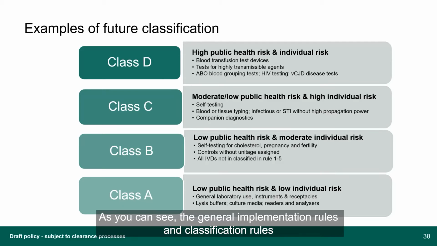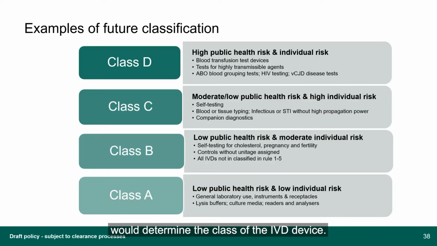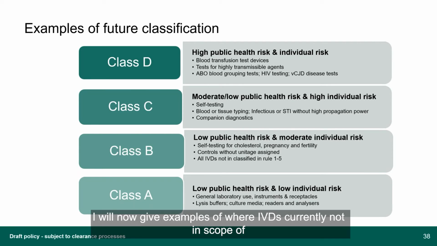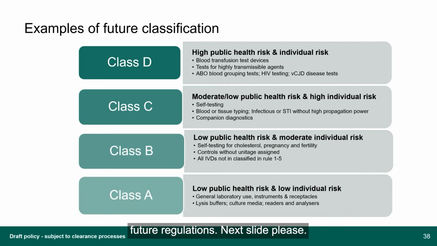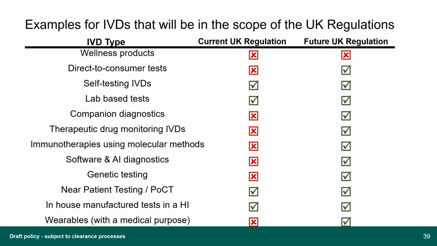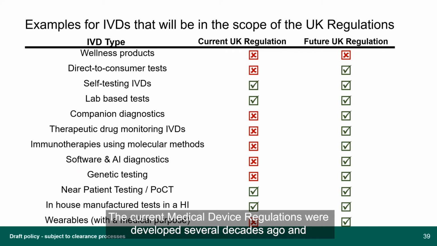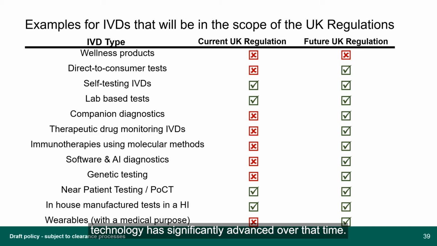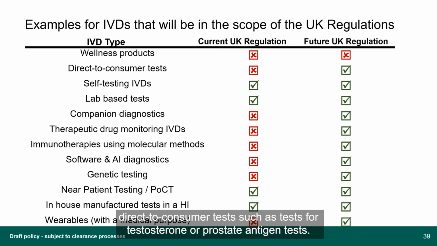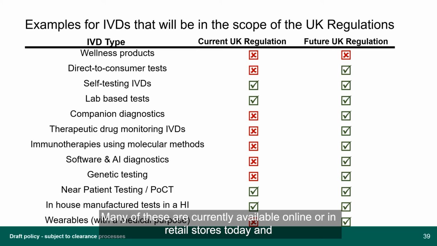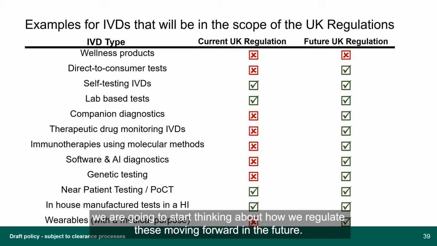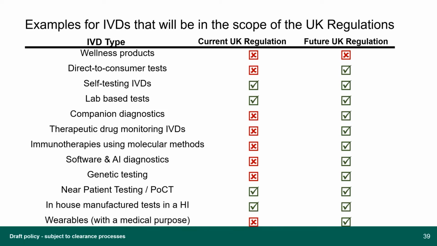As you can see, the general implementation rules and classification rules will determine the class of the IVD device. I will now give examples of where IVDs currently not in scope of the current UK medical device regulations will be made in scope in the future regulations. Next slide, please. The current medical device regulations were developed several decades ago, and technology has significantly advanced over that time. The future regulations will include many direct-to-consumer tests, such as tests for testosterone or prostate antigen tests. Many of these are currently available online or in retail stores today, and we are going to start thinking about how we regulate these moving forward.